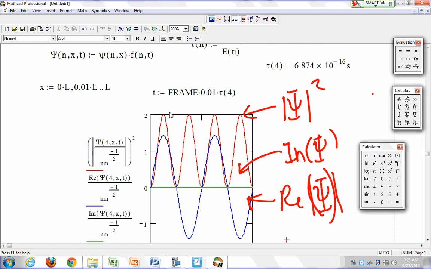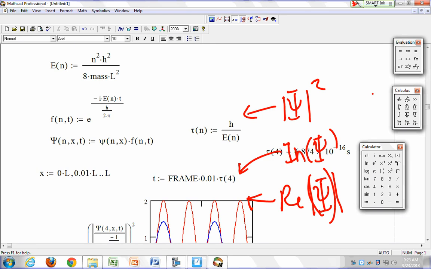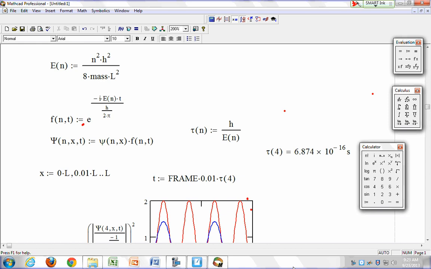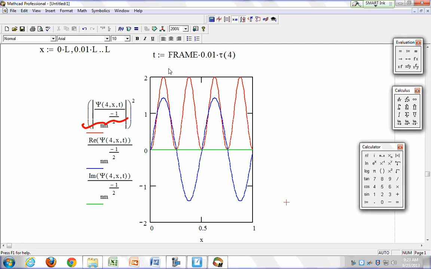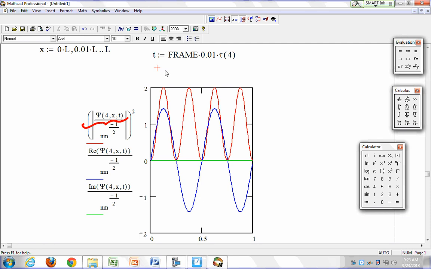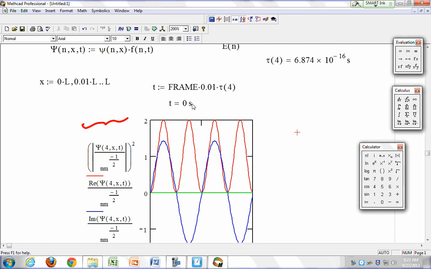At time 0, what do we notice? At time 0, this part is 0, right? So everything is real. As time advances, you're going to see your imaginary and your real parts change. Now I'm going to put a little space here and say t equals, I'll put this in terms of tau, tau of 4.